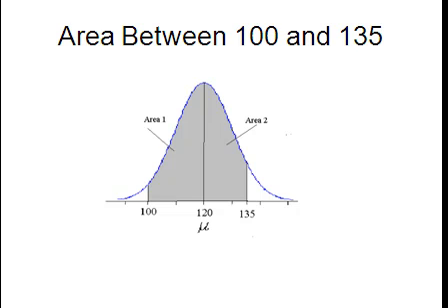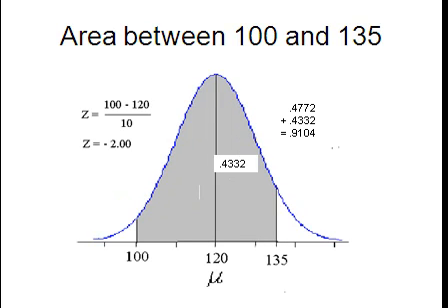What if I wanted to know the area between 100 and 135? What is the probability of selecting a value at random and getting a value in that shaded region? Now, to use the table in the book, the table can give us this area here, which I've labeled area 1. The table can give us this area, which I've labeled area 2. So ordinarily what you would do is you'd find the area between 120 and 135, which we've already found to be 0.4332. And we would find the area between 100 and 120.